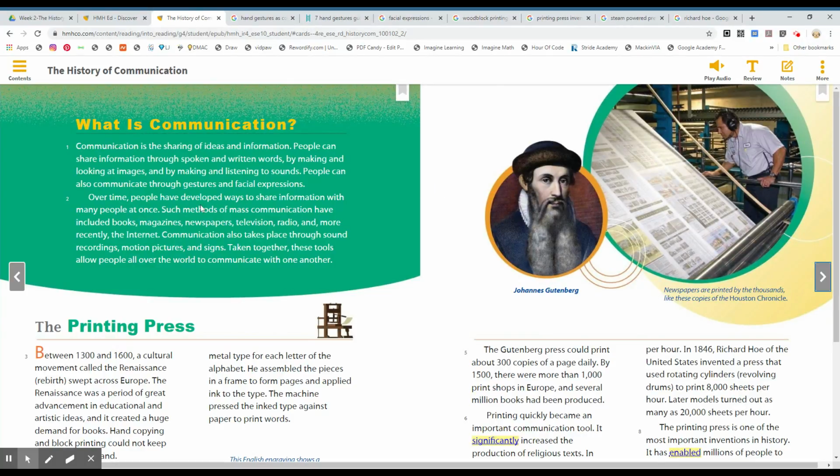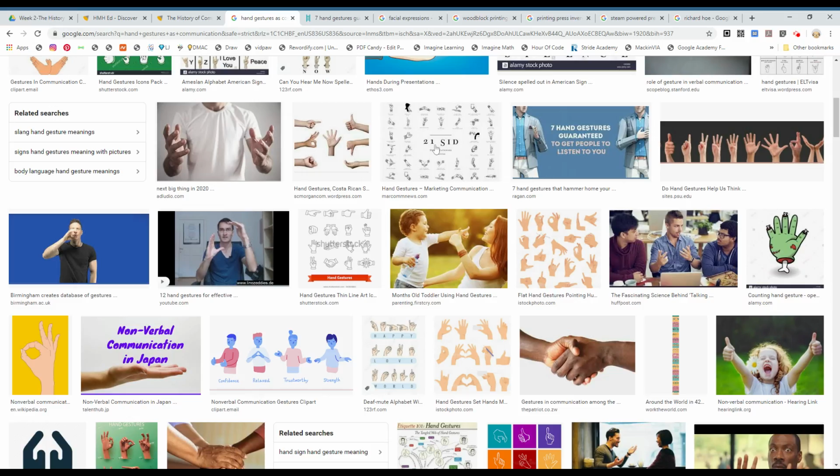Okay, boys and girls, let's have our discussion. What is communication? Communication is the sharing of ideas and information. When you communicate with someone else, whether you do it in person or not, you're sharing ideas and information. And sometimes it's spoken or written or pictures or sounds. And even some people can communicate with gestures and facial expressions. Let's look at some of those examples, boys and girls.